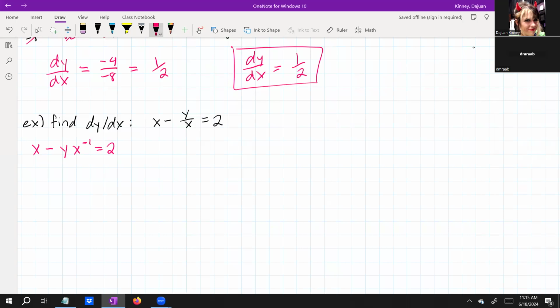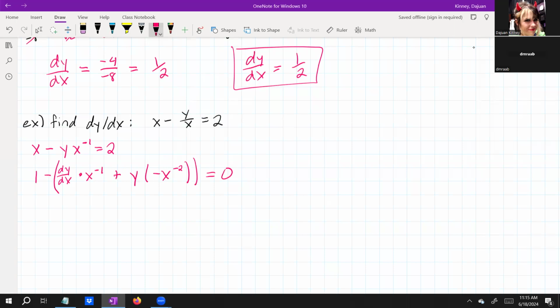So left to right, take the derivative of x, which is 1. We have a product rule. So the derivative of the first is 1 times dy/dx times the second as is. Let's put this in parentheses. Plus the first times the derivative of the second. So negative x to the negative 2. And that's done, equals 0.